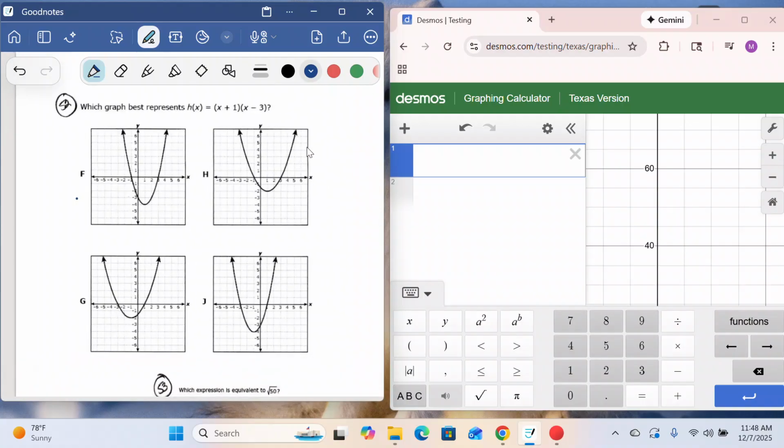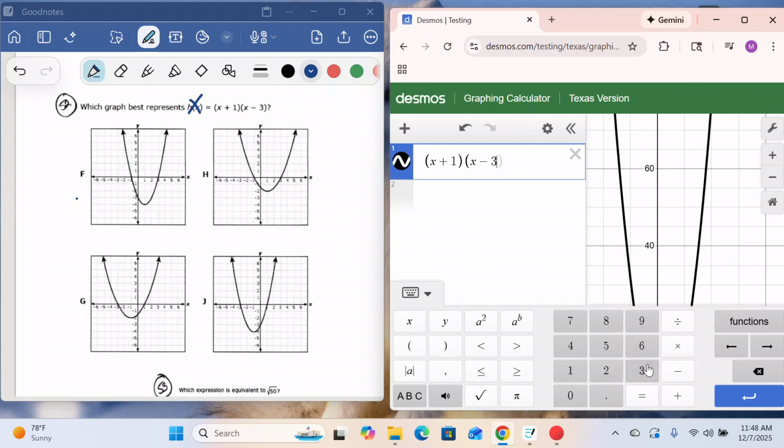You see the h of x. Once again, you don't have to worry about h of x. Leave h of x alone. So then all you have to do is input the x plus 1, close x minus 3. And then you got to look at the key features of the graph. Close parentheses.